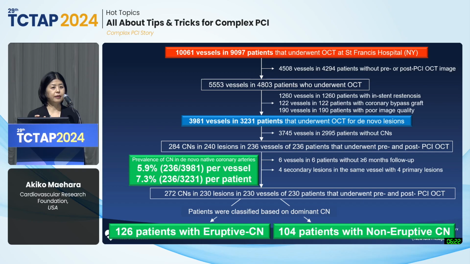So to answer what type of calcium is bad when we treat, we tried to answer using the St. Francis Hospital database. That's including almost 10,000 OCT. Out of those, pre- and post-OCT in de novo lesions included 4,000 patients. And then one of my fellows reviewed everything, and finally he could find calcified nodules. The prevalence of the calcified nodule was 5.9% per vessel, 7.3% per patient, including 272 calcified nodules. About half is so-called eruptive, and half is non-eruptive.